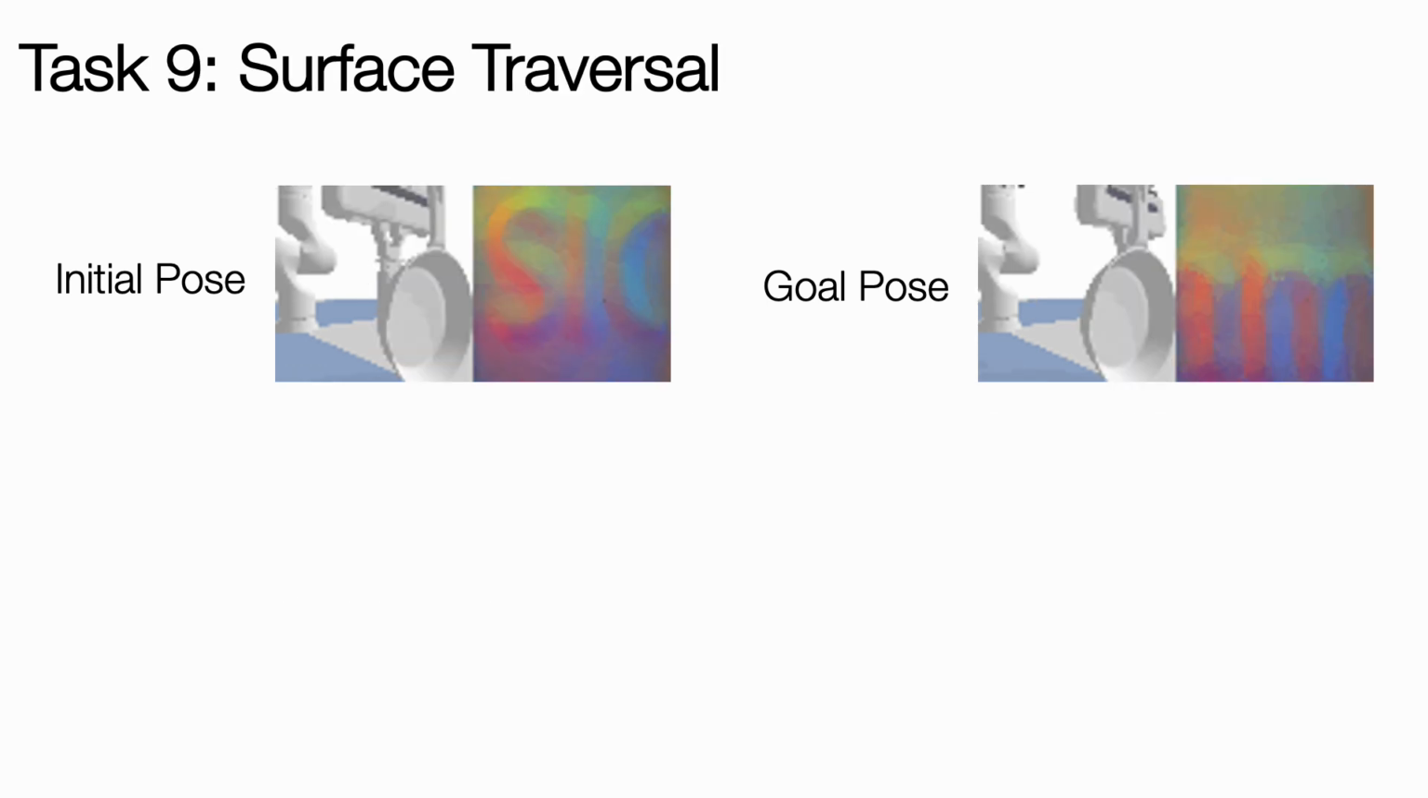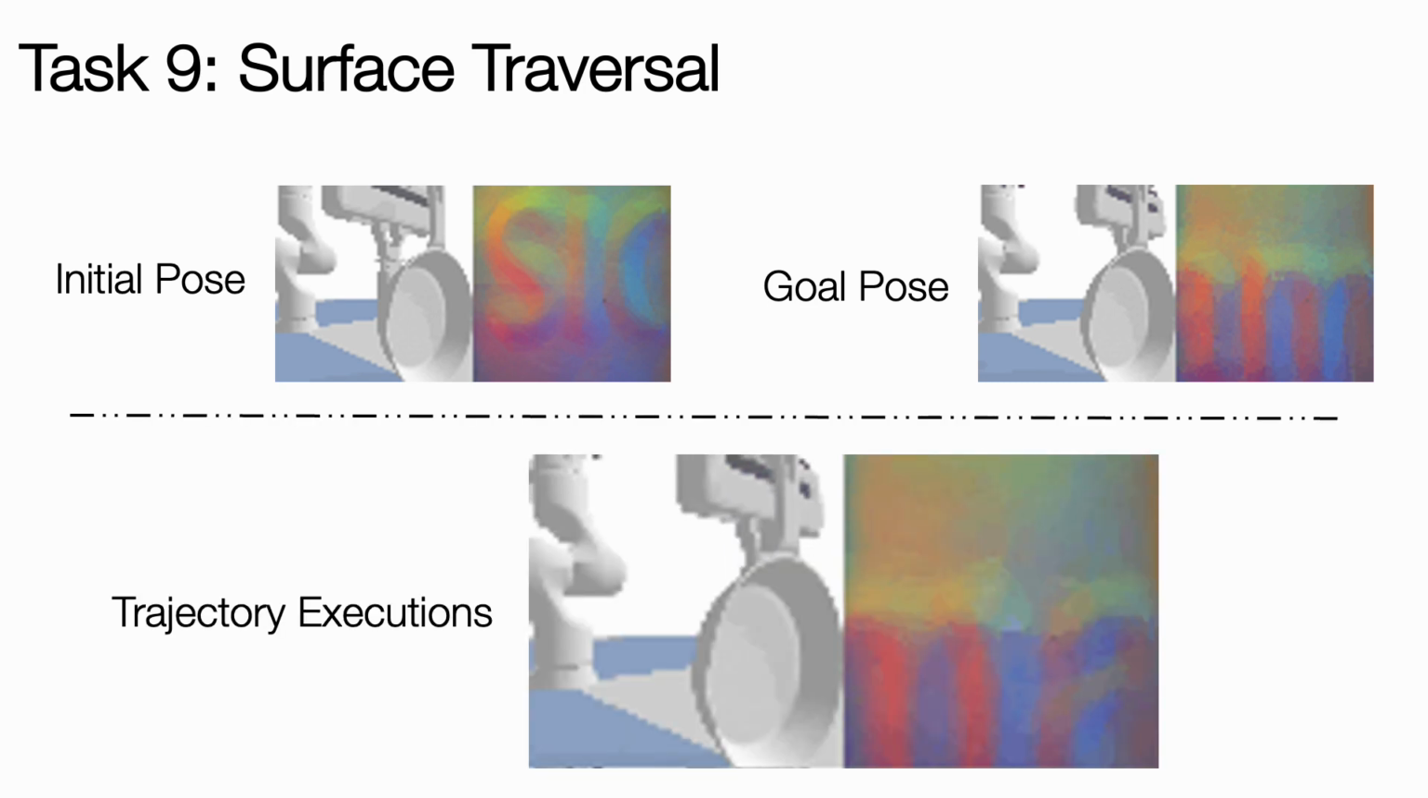The next manipulation task is surface traversal. Similar to contact refinement, the goal of this task is to plan a sequence of actions to move the robotic finger horizontally or vertically in the contact plane to reach another target location on the object's surface. Here is an example of trajectory executions with an iron plane object.